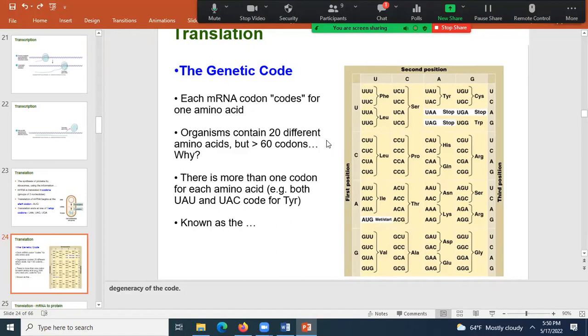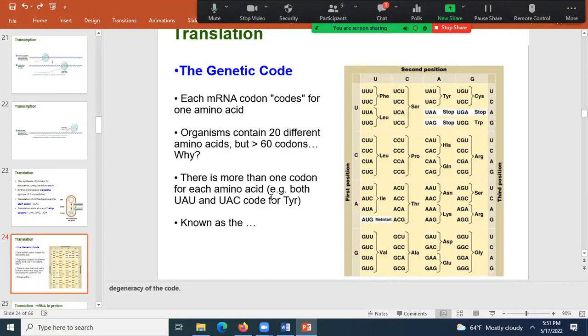Each messenger RNA codon codes for one amino acid. Most organisms contain 20 different amino acids, but there are a little more than 60 codons possible. So what do you do with the extra codons? Since there are a little more than 60 possible codons and only 20 amino acids, there's more than one codon that codes for most of the amino acids.